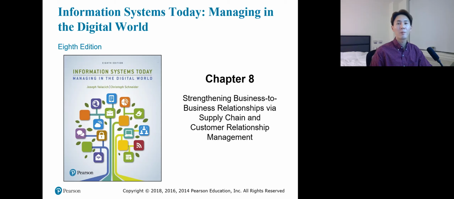Okay, do you remember that in the last chapter, we mainly talked about organizations' internal coordination and integration by using ERP or Enterprise Information System, right? From today, we are going to talk about beyond the internal integration, okay? Chapter 8 is about how supply chain management and customer relationship management help organizations build and manage their external partners and customers.